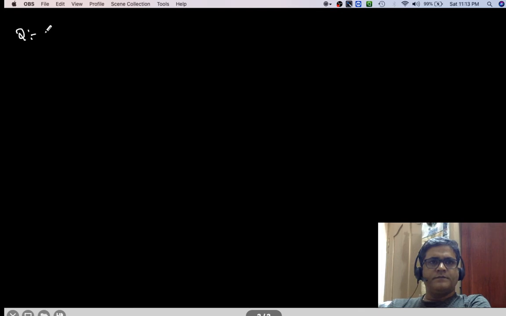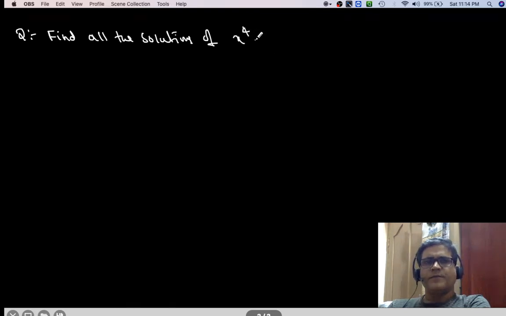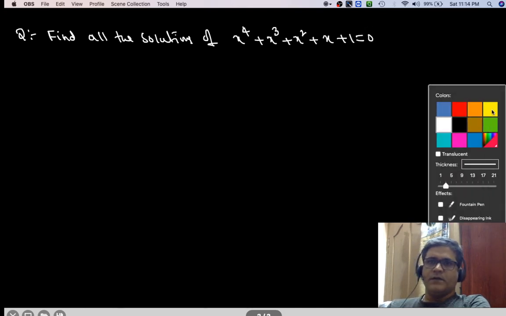Question: Find all the solutions of the equation x power 4 plus x cube plus x square plus x plus 1 is equal to 0. So this is the question.